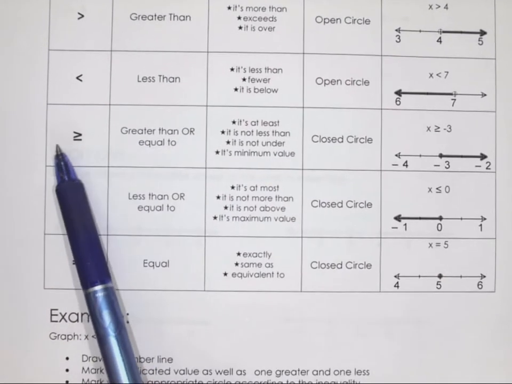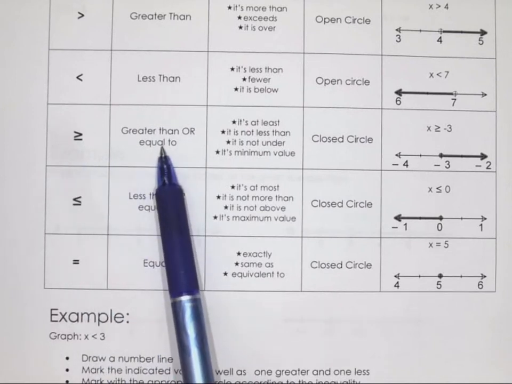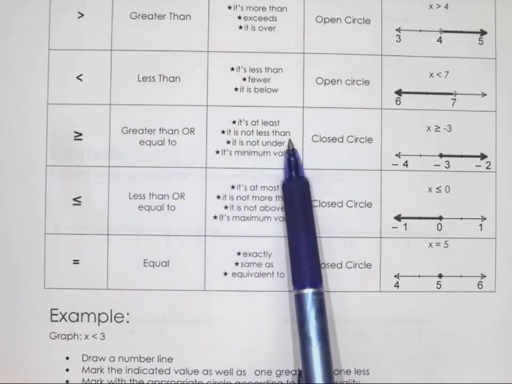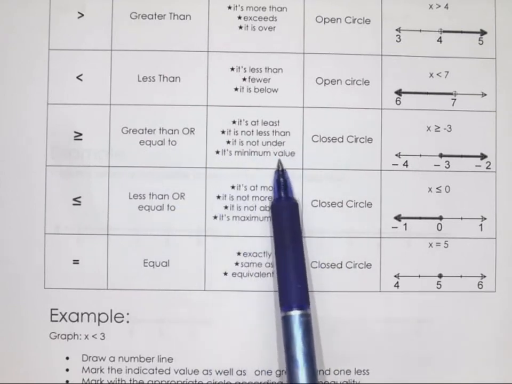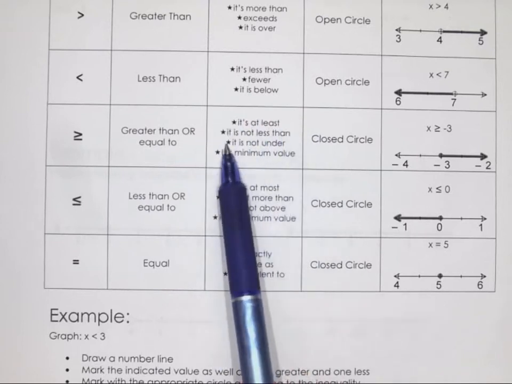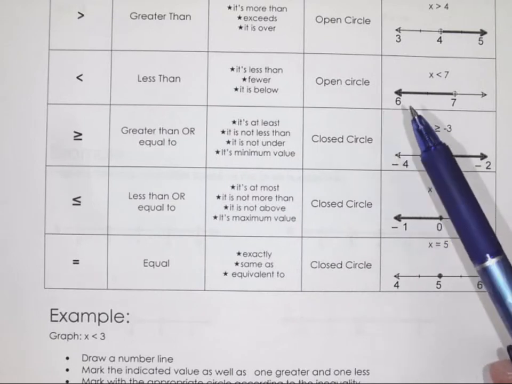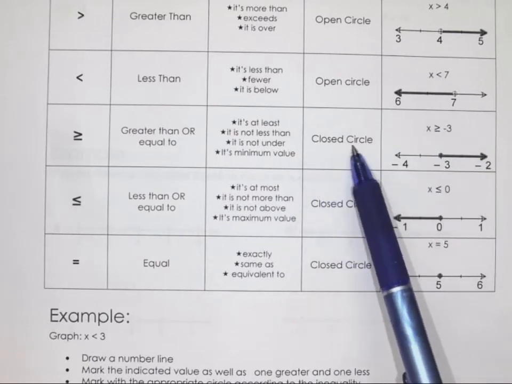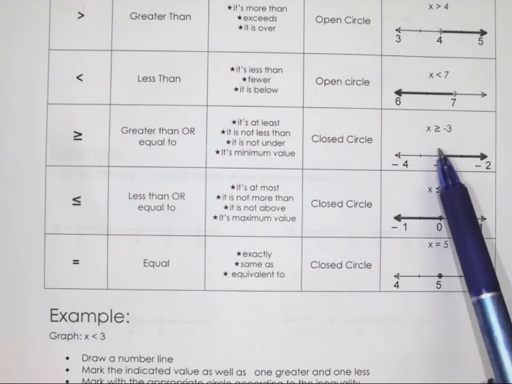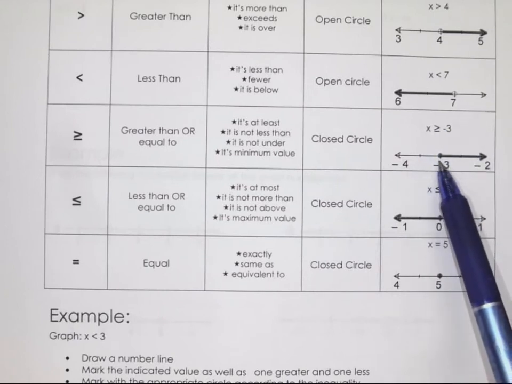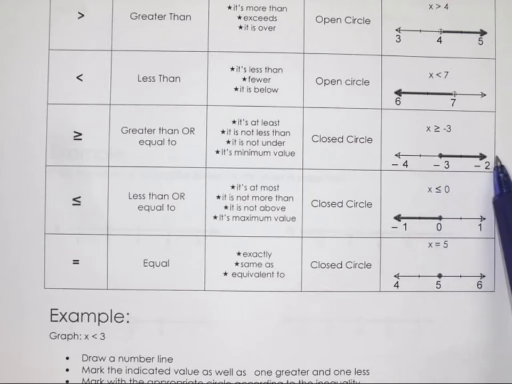Okay, moving on, we have the greater than or equal to. That means it has to be at least 5, or at least a certain number. It's not less than, it's not under, its minimum value is. So those are some language that's going to tell you that our number solution is going to be above the number. In this case, we use a closed circle to represent that, because when I say x has to be greater than or equal to -3, it includes -3. -3 is an answer. It is acceptable. So it's a closed circle and the arrow points greater than.